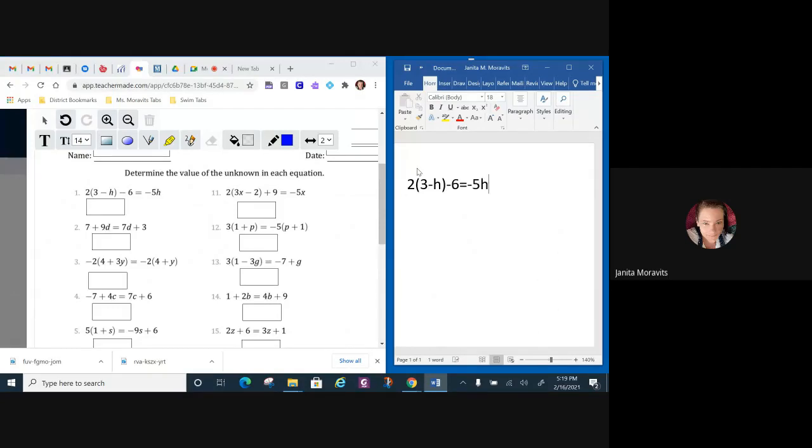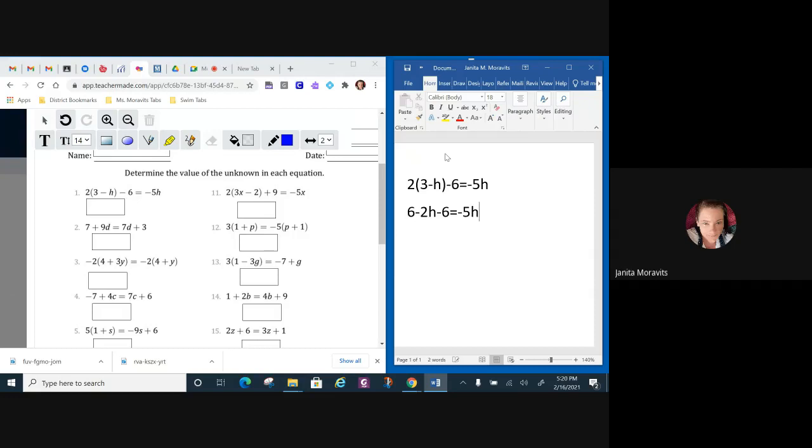All right, so we're going to work this out. Remember that when it's outside the parentheses like this, you have to multiply by 2 to both terms in there. Well, 2 times 3 is 6. 2 times negative h is negative 2h. All right, and we still have our minus 6 there because we have to contend with that. And all of that is equal to a negative 5h.